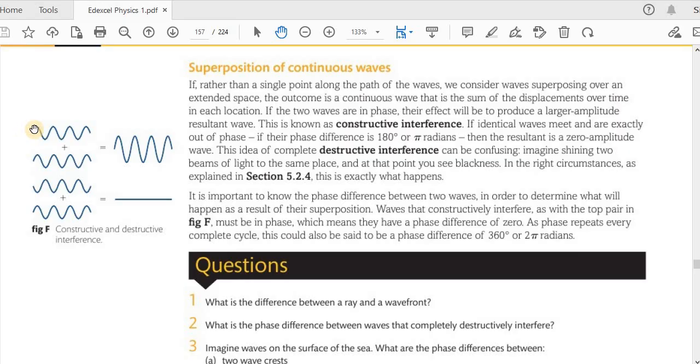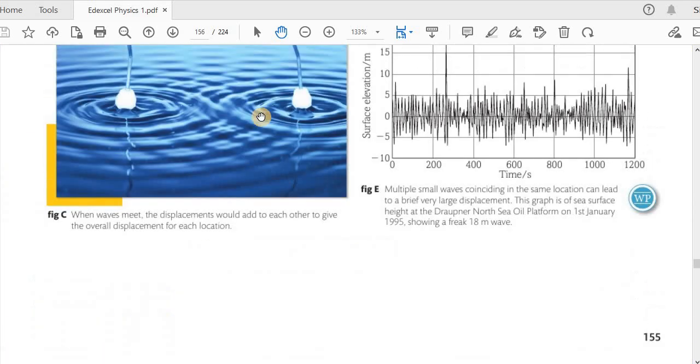Even if you look at this wave here, these top parts are called crests. They have a positive amplitude, we can say. The bottom parts are called troughs. Troughs have a negative amplitude.